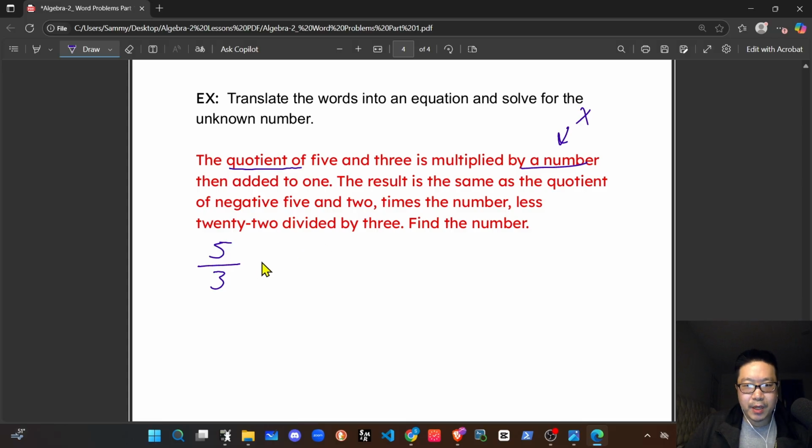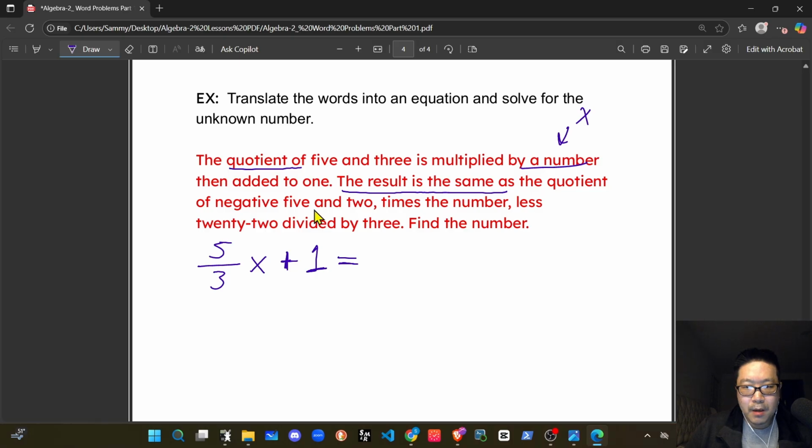So the quotient of 5 and 3 is multiplied by a number and added to 1. Now, addition is commutative, so you could have written this as 1 plus 5 over 3 times x, or you could just write it like this. It doesn't matter. Addition is commutative, so order doesn't matter. The result is the same as, so that's telling us to put the equal sign.